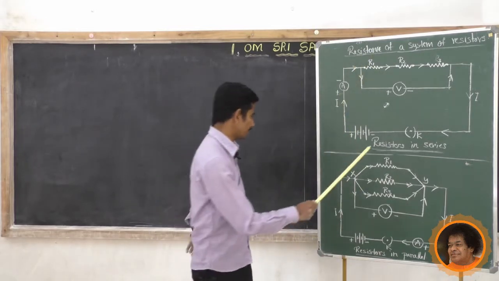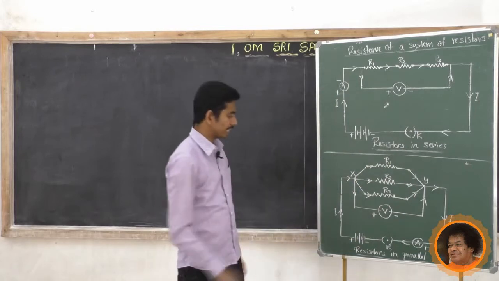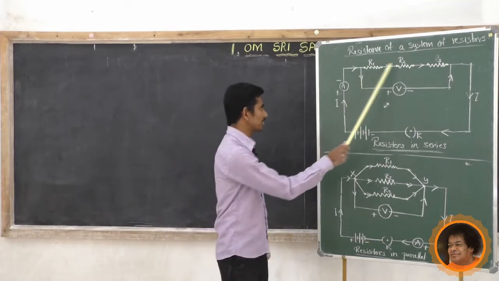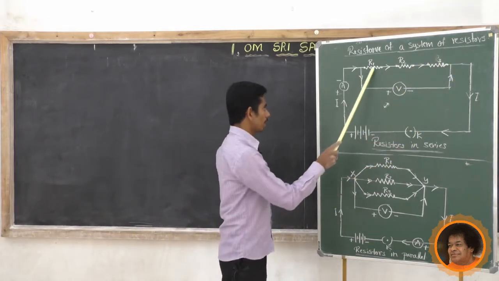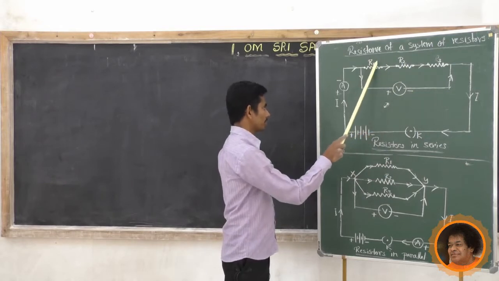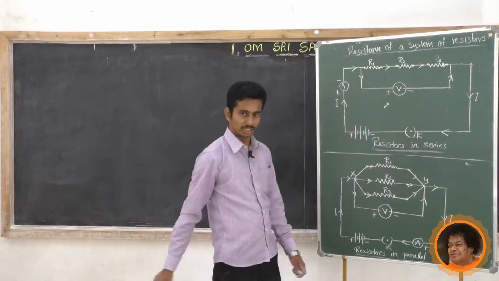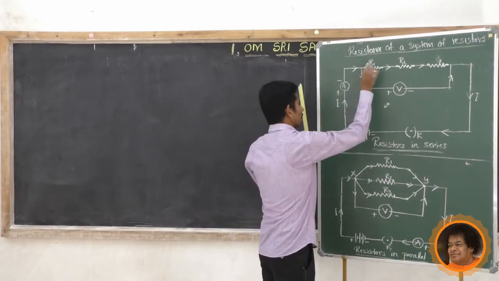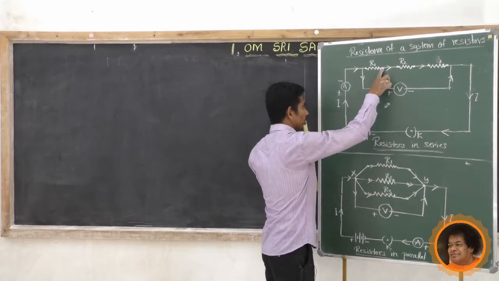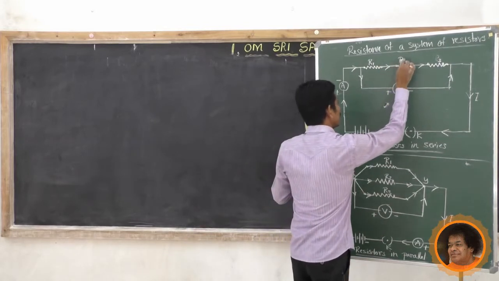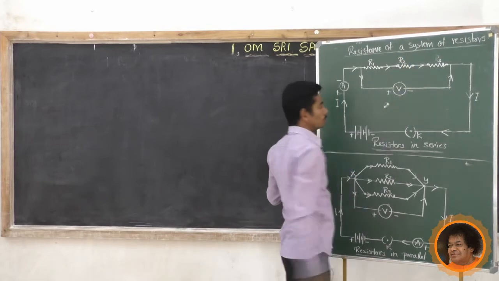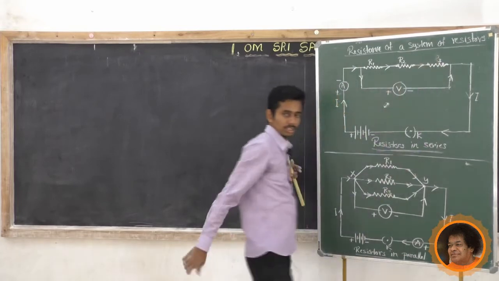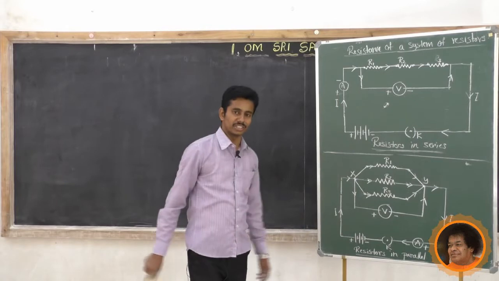There are two types. One is resistors in series and the second type is resistors in parallel. First look at the resistors in series. How many resistors are connected in this circuit? R1, R2, R3 means first resistor, second resistor, third resistor. Totally 3 resistors. How they are connected? One end of resistor 1 is connected to another end of resistor 2. Another end of resistor 2 is connected to one end of resistor 3. This connection is called resistors in series.